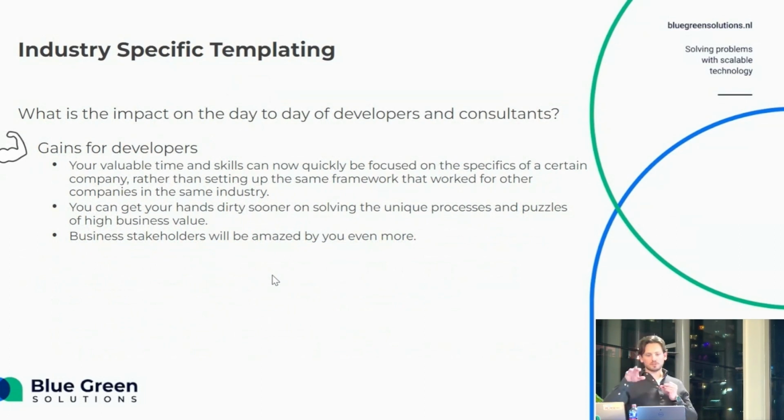So what is the main gain for developers? Well, your valuable time isn't wasted on general stuff. Of course, the Mendix platform already does a ton of that, but with templates, you get rid of even more of that stuff in a specific industry. So you can focus on the specifics of a certain company, what makes them different, or their gremlins. You can get your hands on that puzzle immediately and solve those complex processes. You focus only on the high business value things, not on the generic stuff that wastes half the product budget.